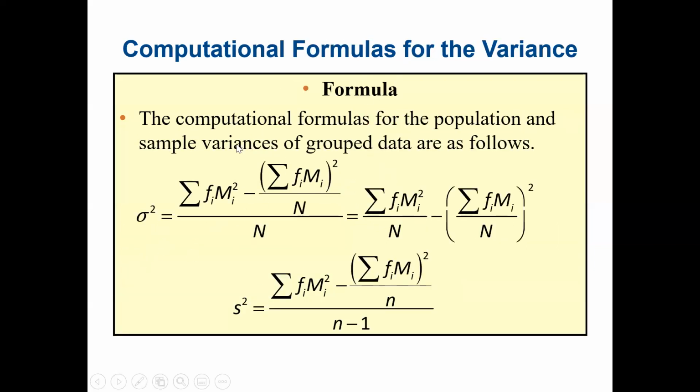Now, to find the actual value, the computation formula for the population and the sample variance of group data are as follows. We have the sum of Fi, the frequency or the total tally of each class, times Mi all squared, minus the sum of Fi Mi, all squared, divided by N. This will give us the final formula. Now we know that if it's a sample, instead of dividing by N, we divide by N minus 1. So let's see an example.